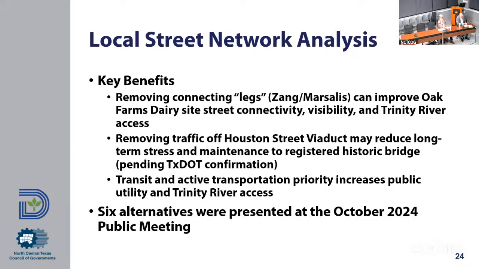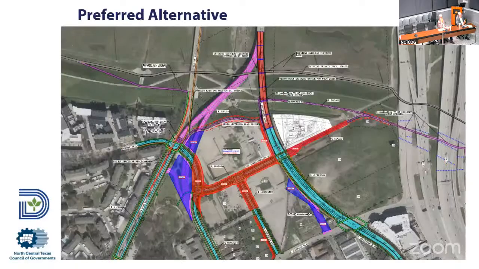We had six alternatives in October. As I said, we probably looked at close to a dozen after we received the comments. We maintain significant sensitivity to Greenbrier, and the east connection will be by pedestrian and not by roadway vehicle.